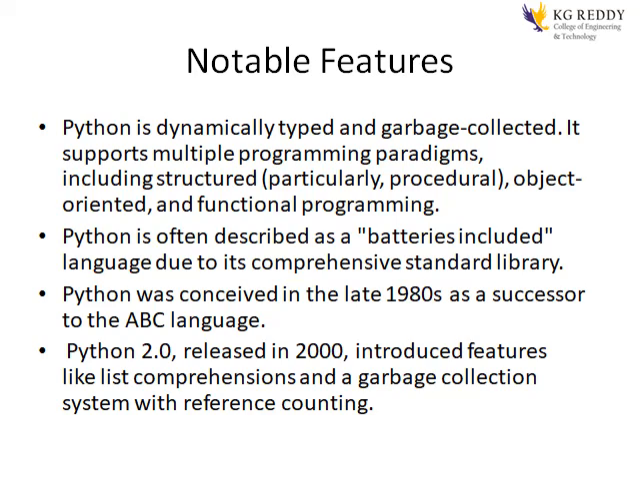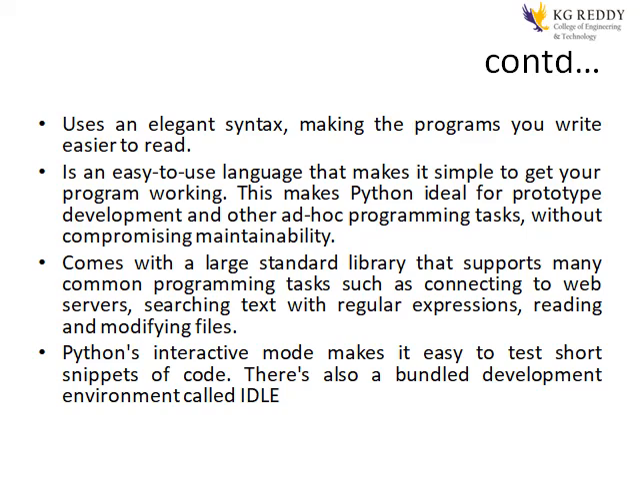It is often described as a batteries included language because it comes with a standard library which supports all common tasks, and most advanced tasks are also addressed by the library provided by Python. Python 2.0 was released in 2000, and it included features like list comprehensions, garbage collection, and reference counting. Garbage collection is done using reference counting, and it uses very good syntax, which is easy to write and easy to understand.